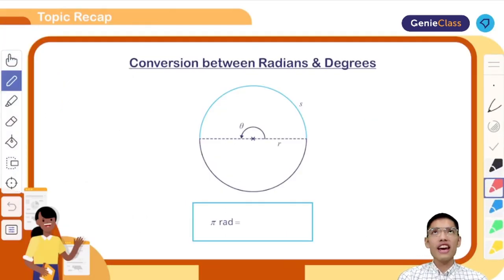For my arc length and my sector area. Alright, conversion between radians and degrees. Does anybody remember? Pi radian, how many degrees is it? What is that magic number I'm looking for? Okay, pi radian, how many degrees is it?